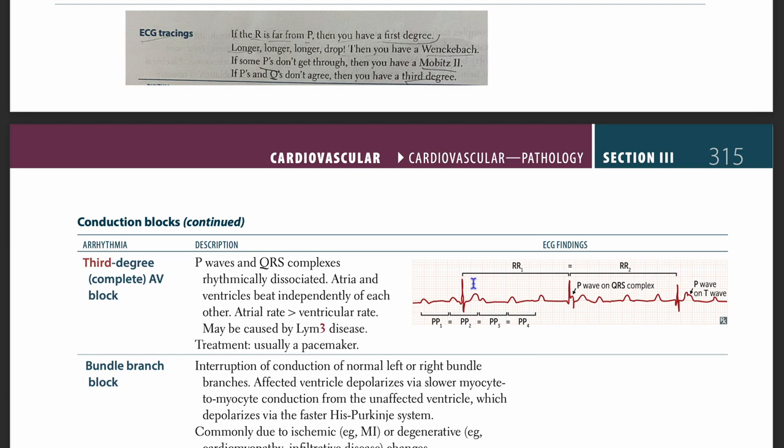Atrial rate is more than the ventricular rate, may be caused by Lyme disease. Lyme, right? Lyme. Treatment, usually a pacemaker for this as well.